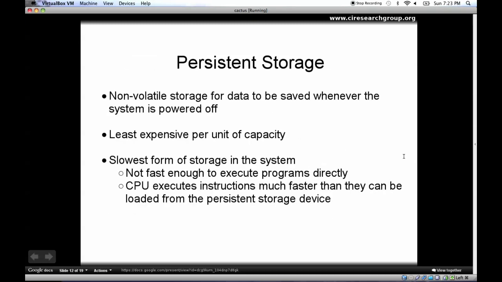Persistent storage is the slowest of all types of memory in the system. This is non-volatile storage for data that's to be saved whenever the system is powered off. Now, this is the least expensive type of storage per unit of capacity, but it is slow. It's not fast enough to execute programs directly, largely because the CPU would constantly be waiting on the drive to give it the next instruction, and that would slow down the CPU.